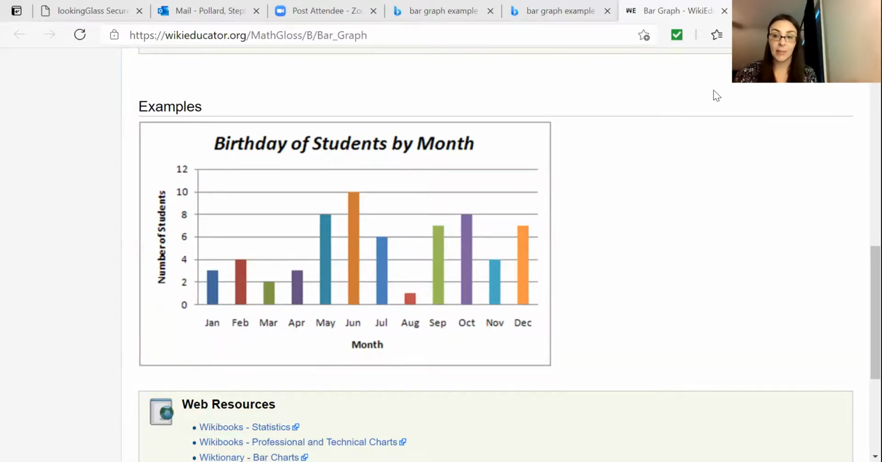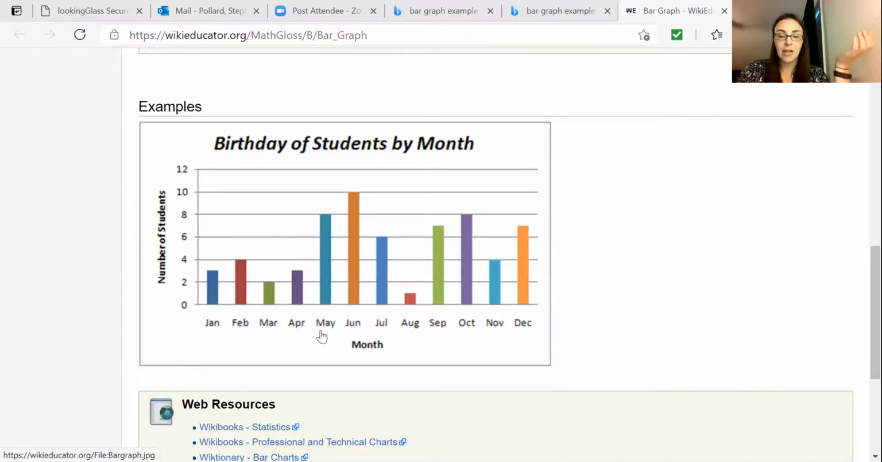This is likely just an example that someone created. So just keep that in mind, but we can still look at it. So a couple things I want to point out with bar graphs is that the height of your bar for each, in this case, month, is given by the frequency of the data.